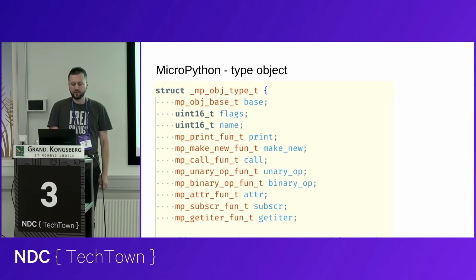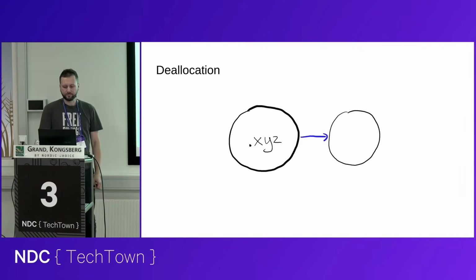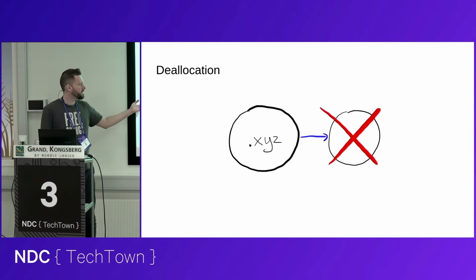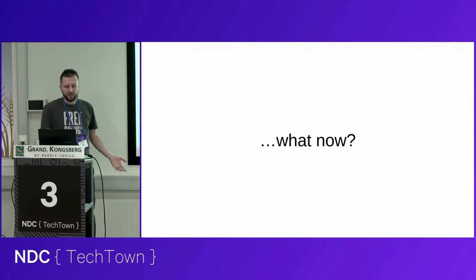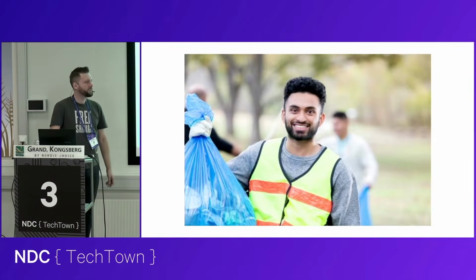Now let's talk deallocation. We don't have unlimited RAM, unfortunately, so we have to deallocate. But how do we do it? Like, if I deallocate something, and someone is still pointing to it, what now? Meet this guy. His name is Mark. What he does is sweep, and he's a garbage collector.